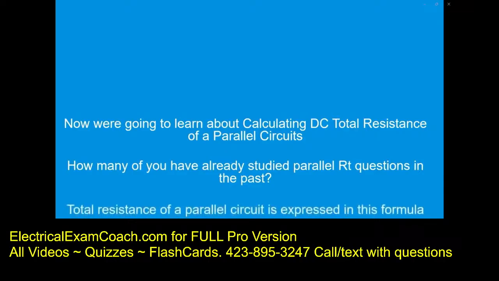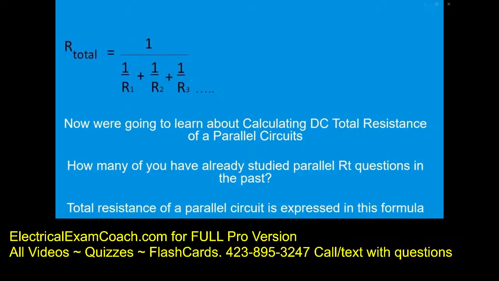The total resistance of a parallel circuit is expressed in this formula. R total is equal to the reciprocal of R1 plus the reciprocal of R2 plus the reciprocal of R3, and so on and so forth. To get the reciprocal of a number, you will just divide that number up into 1. What we're going to do is first get the reciprocal of each resistor, then take the reciprocal of that number, and that is going to give us the resistance total.